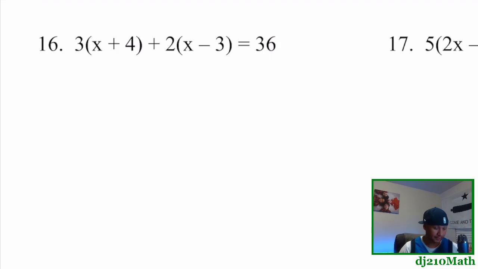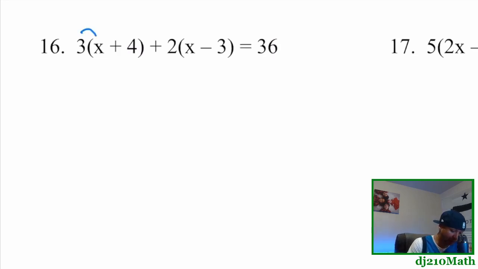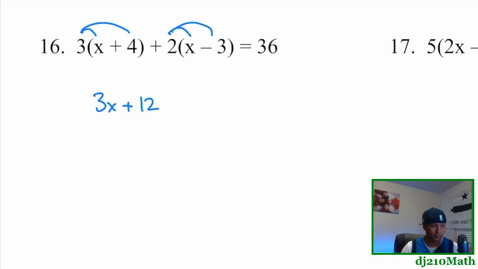All right, 16. Here we have the distributive property on both sides. So distributing the 3, we get 3x plus 12. Right, 3 times 4. And then distributing the 2, positive 2 times x, 2x. 2 times negative 3. Positive times the negative is negative. 2 times 3 is 6. Equals 36.